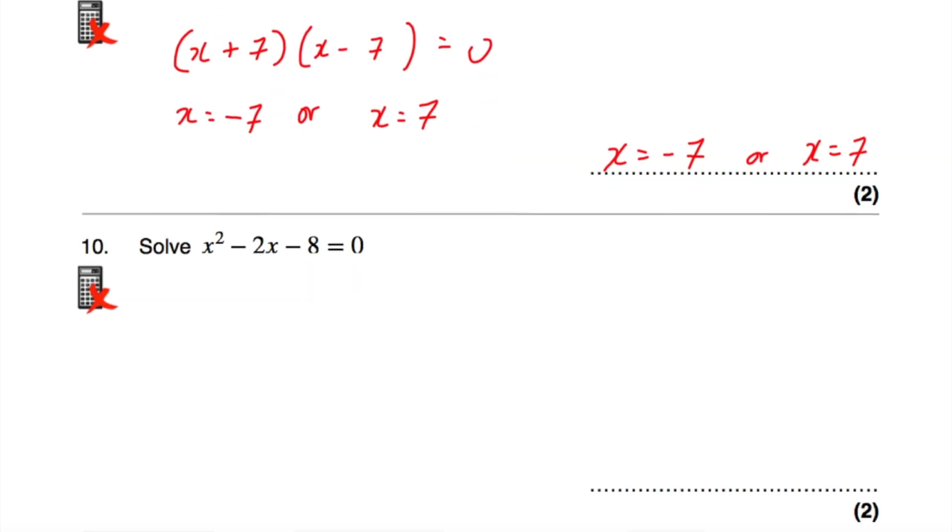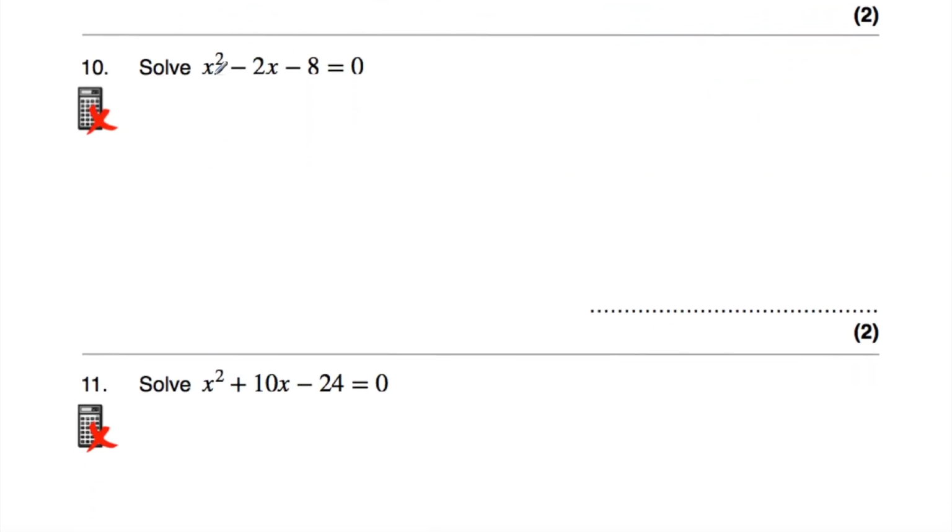Okay, let's have a look at our next question, question number 10. We've been asked to solve x squared minus 2x minus 8 equals 0. Again, we've got a quadratic equaling 0, so that's great. So let's factorize the quadratic. We put our brackets down, put equal to 0. Because it's x squared, we're going to put x's at the front of our brackets.